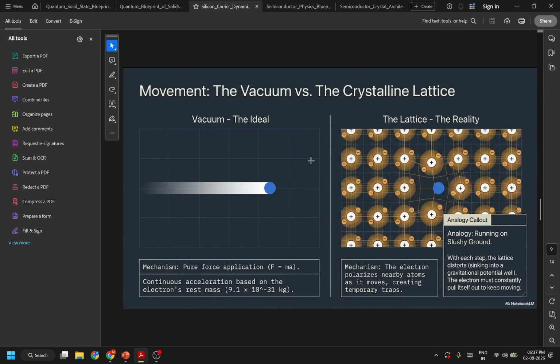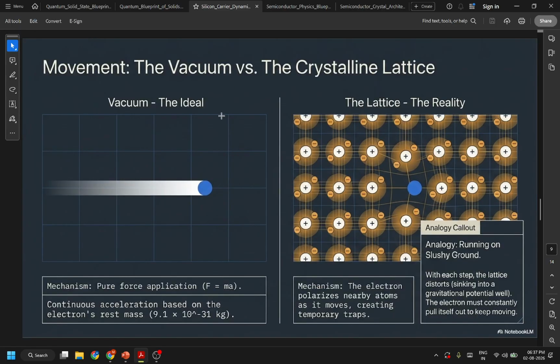So now the movement of electrons in vacuum. An electron in vacuum moves ideally, so with pure force application, F equals ma. The electron is continuously accelerating based on its rest mass, 9.1 × 10^-31 kg. But in a lattice, the electron is not free moving; it is moving in a sea of atoms, so it is constantly experiencing the potential of each atom.